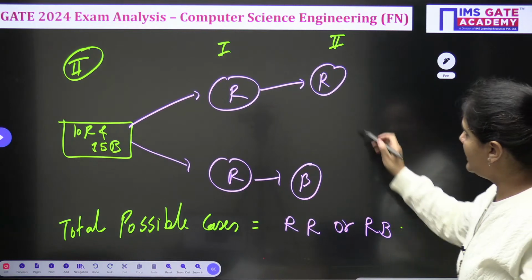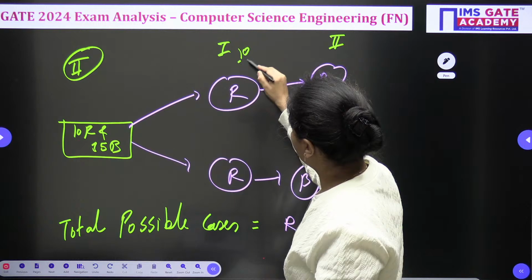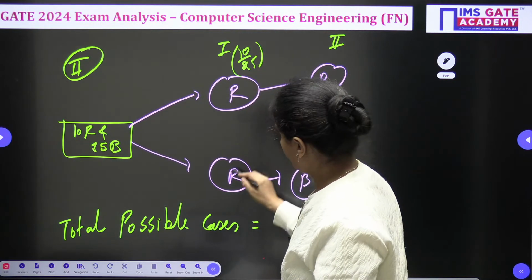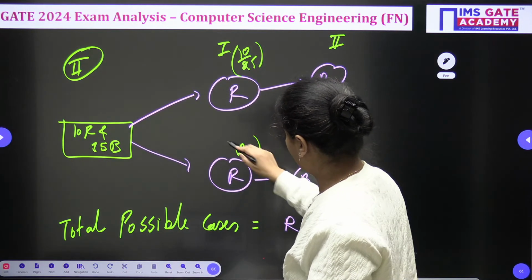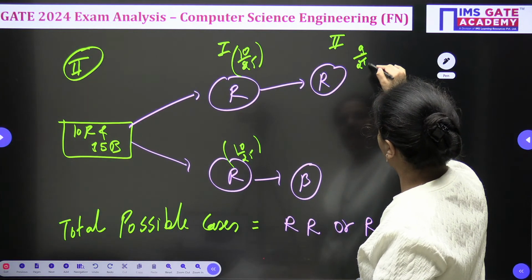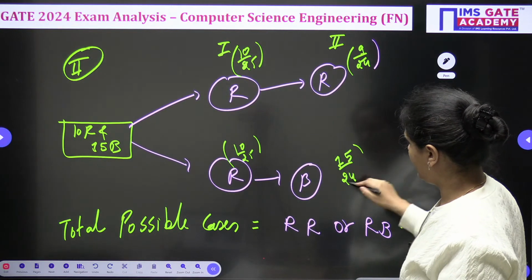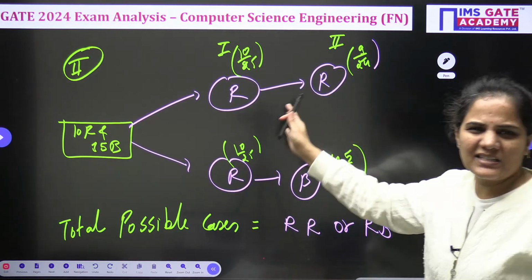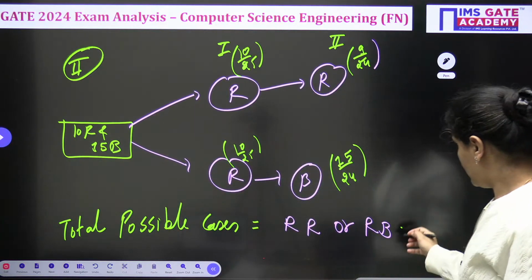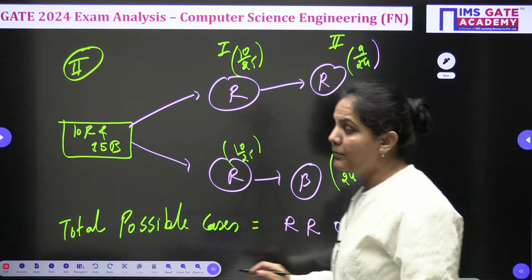So if you go with this, the probability of getting red in this case will be, as I told you, 10 by 25. In this case also it is 10 by 25. Since one you already drew, it will be 9 by 24. And if you want to go with this one, it will be 15 by 24. If you want, you can cancel out and simplify also. So red-red or red-blue, these are my total possible cases.